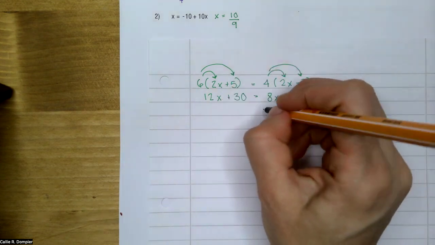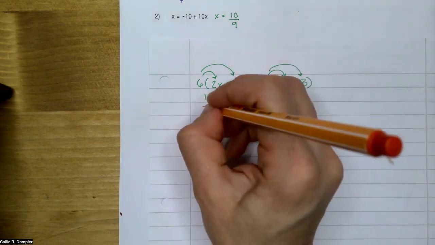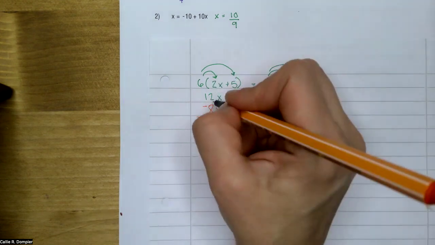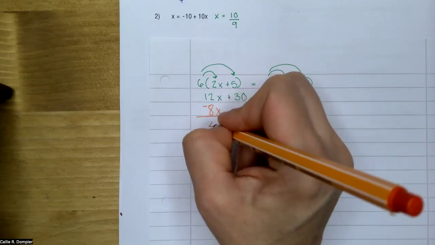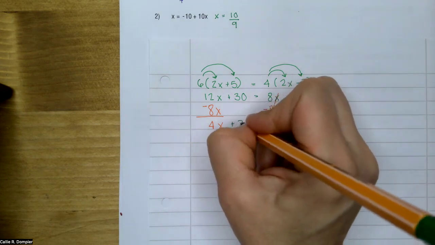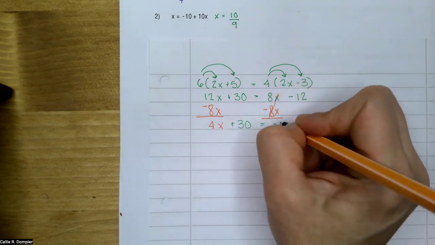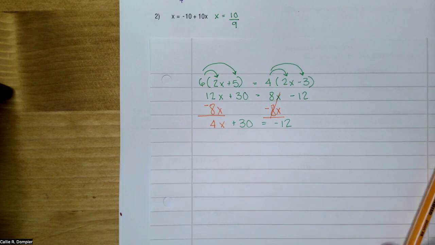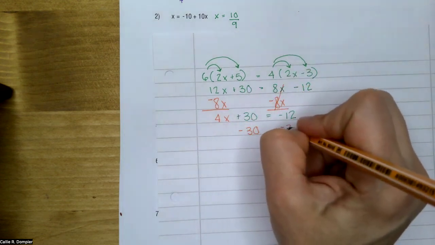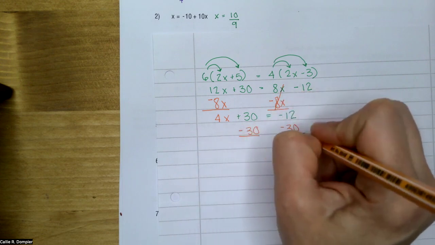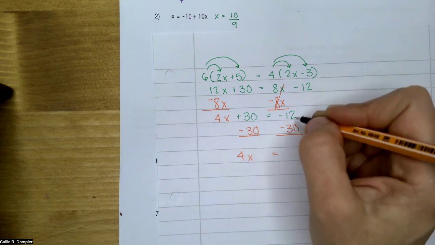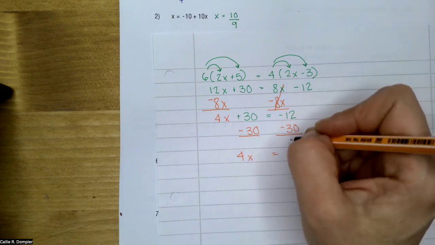There's a 12x and an 8x. I'm going to subtract 8x to get all of the x's on the same side. 12x minus 8x is 4x. Here it's canceled. Plus 30 equals negative 12. Good? Subtract 30 to get that 4x alone. So now over here we just have 4x. And here we have negative 12 minus 30. They're two negatives, so they're just going to get bigger.